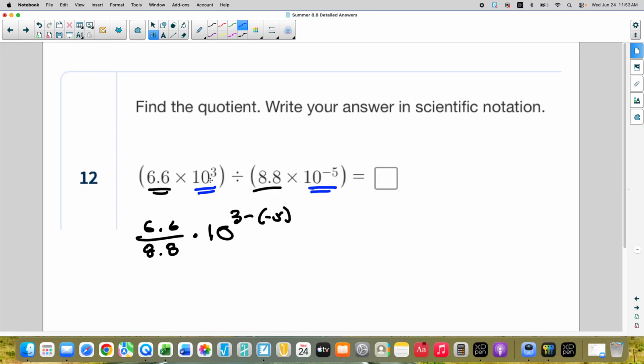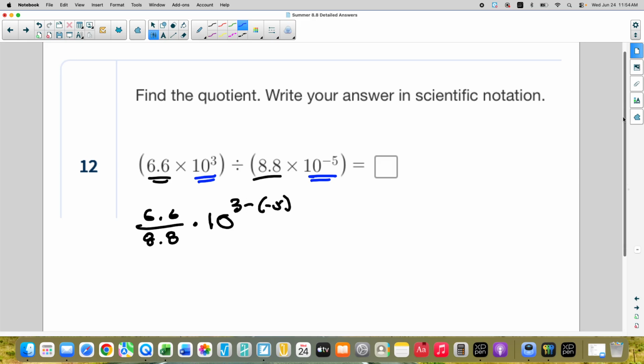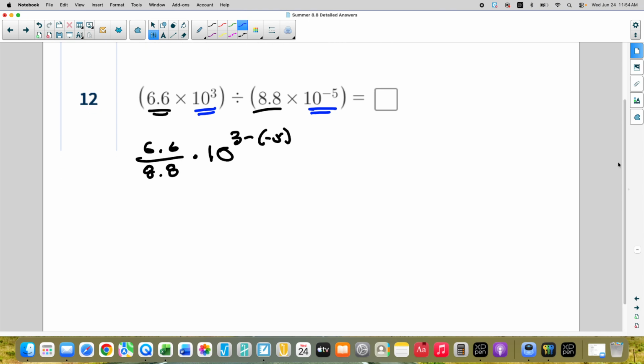So we're dividing these and then dividing these. And when we divide it, we're just writing it like that. So 6.6 over 8.8 is just like 66 over 88. And 66, 11 goes into that. 11 goes into 66 6 times, 6/8. And that's times 10 to the 8th, because 3 minus negative 5.